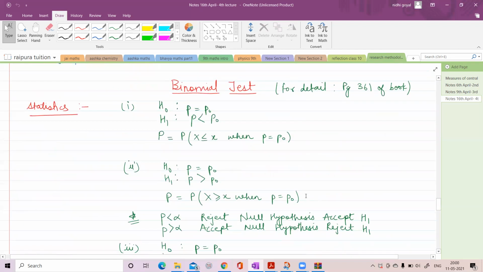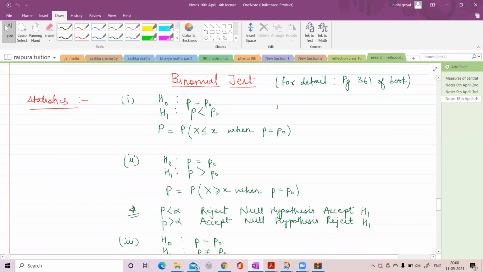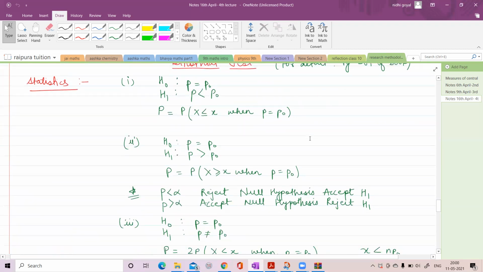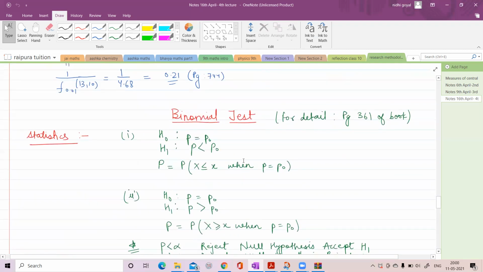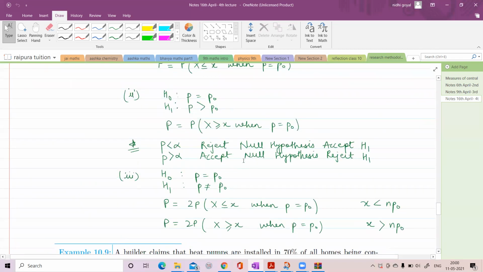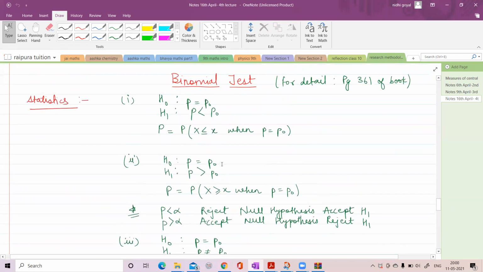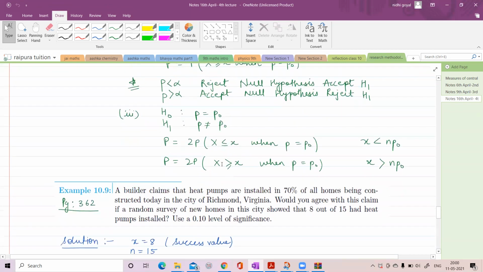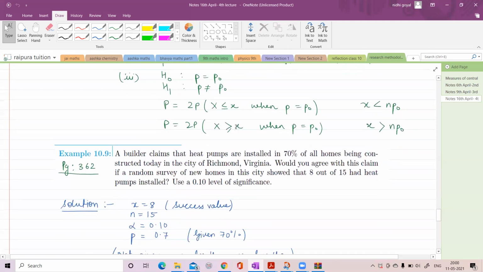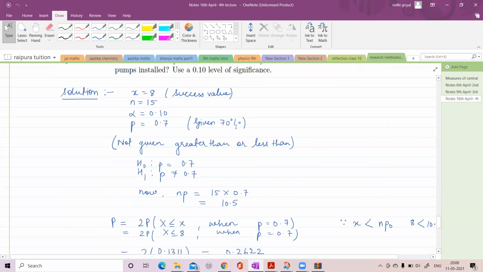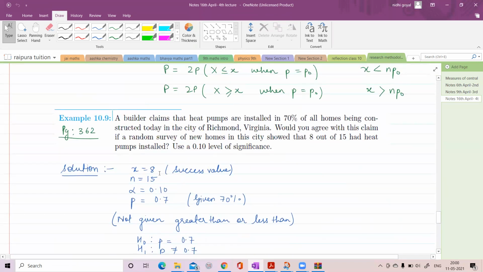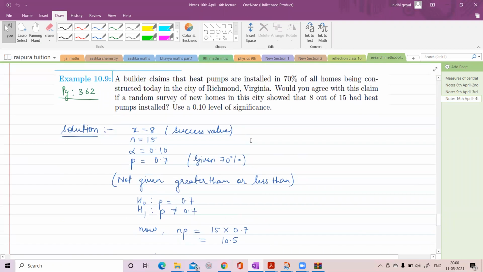Okay, next comes the binomial test, and for the detailed description of the binomial test you can refer to page number 361 of the book, and these are all the statistics for the binomial test. So this is how the solution of the numerical will proceed using all these concepts. For this you can calculate all the values using the data given in the corresponding question. This question is on page number 362.